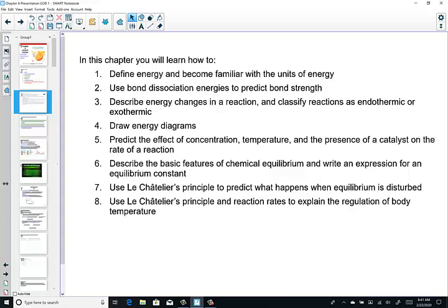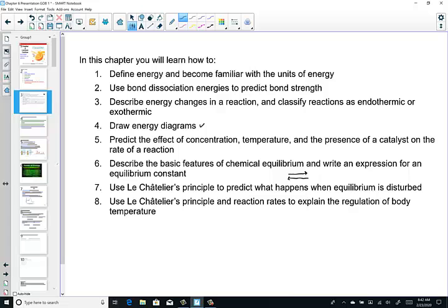We'll describe energy changes in a reaction to classify them as endothermic and exothermic and represent those on what we call energy diagrams. So we'll be drawing a little bit of enthalpy in terms of heat of reaction. How does changing the concentration, the temperature, and the presence of a catalyst all affect the rate of a reaction? And we'll describe the basic features of chemical equilibrium, looking at a forward reaction and a reverse reaction that are in dynamic equilibrium. Le Chatelier's principle will allow us to predict what happens when equilibrium is disturbed.